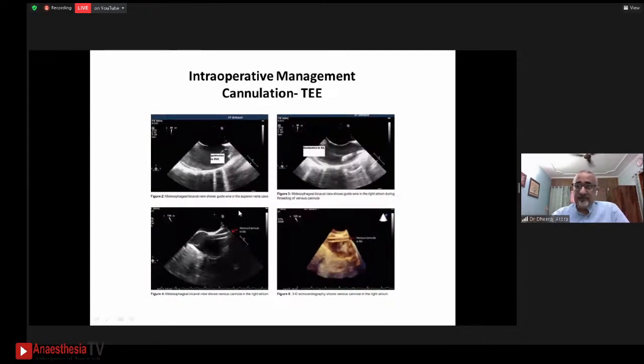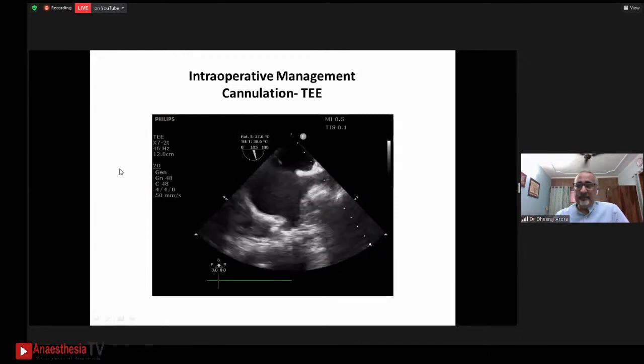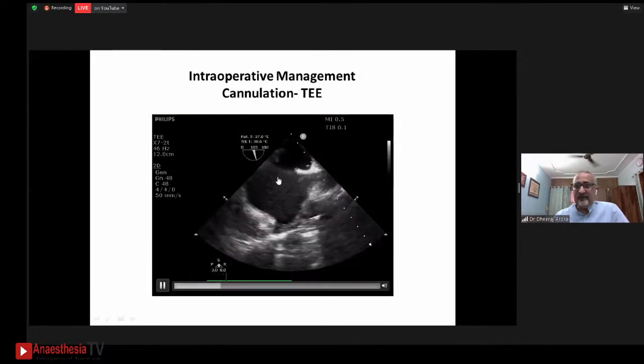And the role of TEE is very important. We have to check the position of the guide wire. We have to check the position of the cannula in the right atrium. Now, you can see this is a midesophageal bicaval view. You can see the guide wire in place.